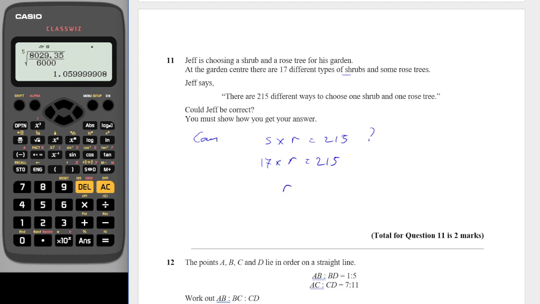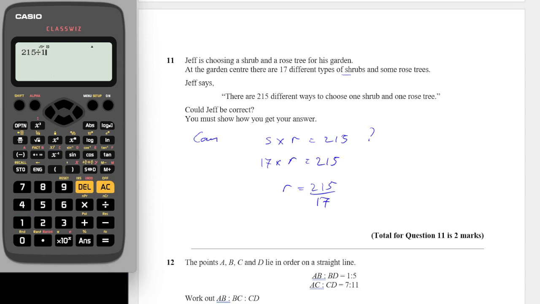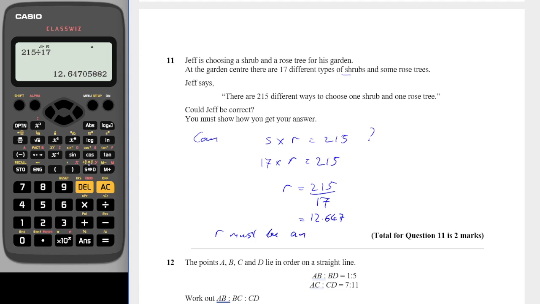So, the number of roses that it should be is equal to 215 divided by 17, which I don't think we can do. No. So it's equal to 12.647. So R must be an integer. So Jeff is wrong.